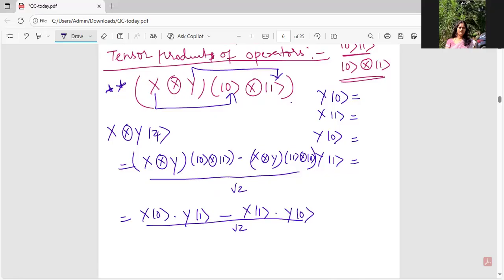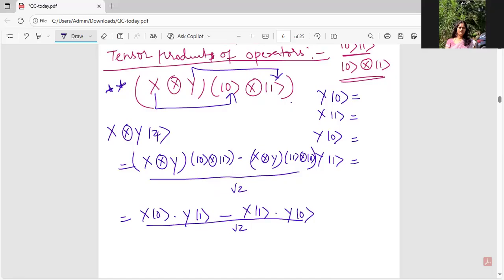Okay, let us proceed with the answer. What happens when the operator X is applied on ket 0, and what happens when X is applied on ket 1? That decides what answers I'll be getting.